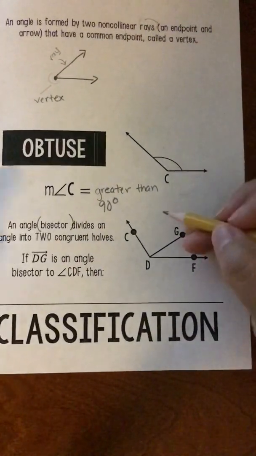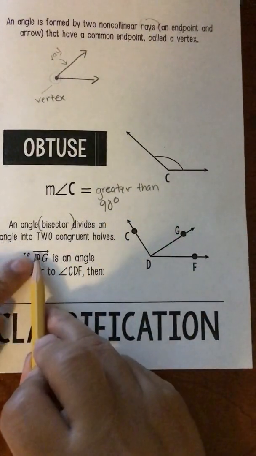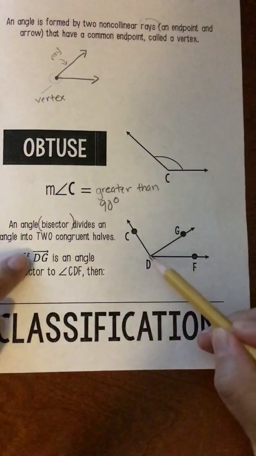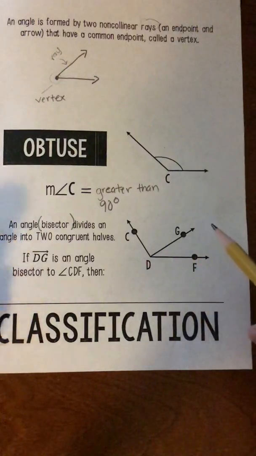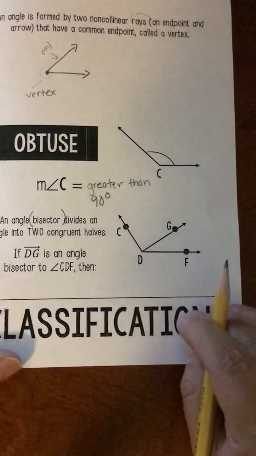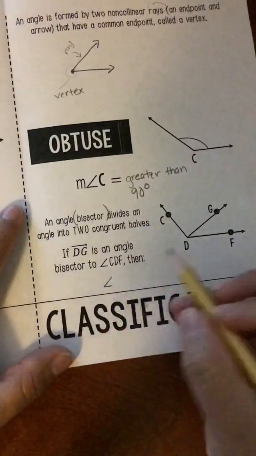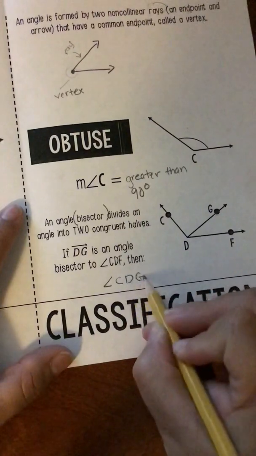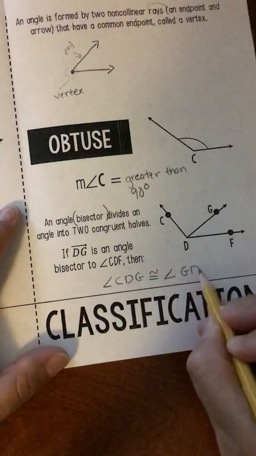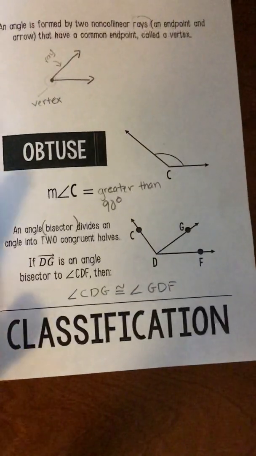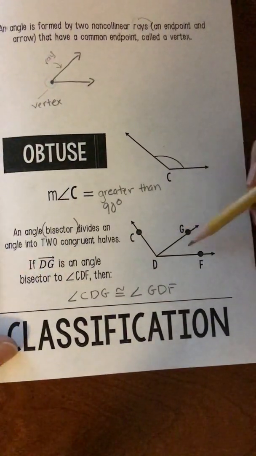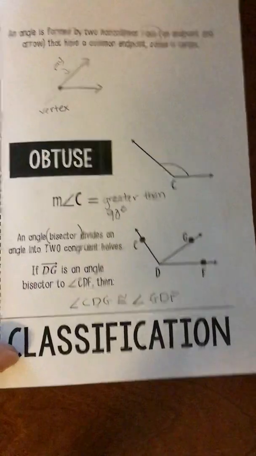If ray DG, and that's how we read this, so it only has one arrow going that way, it starts here and goes this way, is an angle bisector of angle CDF, then we know that angle CDG is congruent to angle GDF. They don't look congruent, you just need it because I told you, that's why they are congruent. So right here, again, if I tell you, then we know that they are.